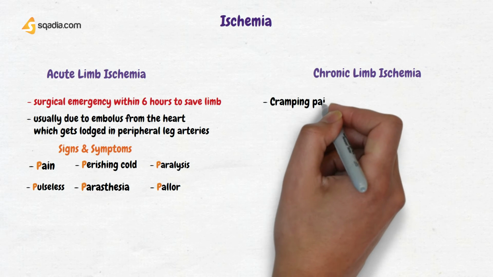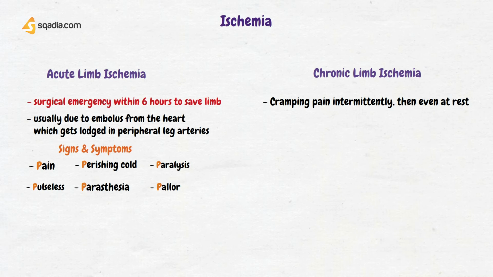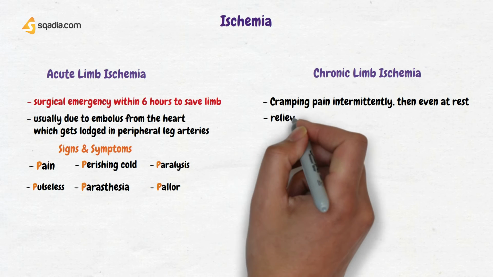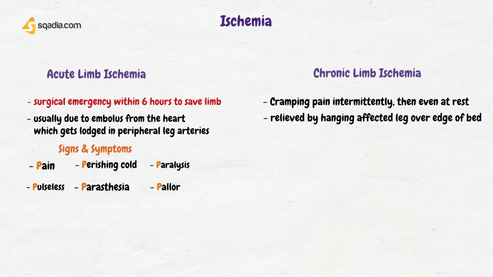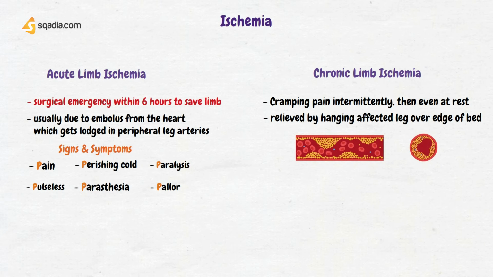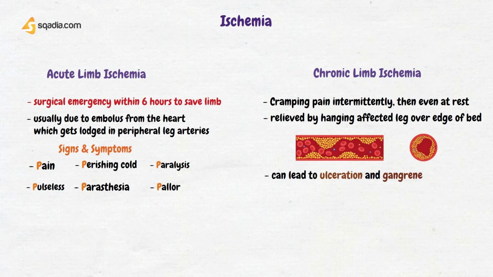In chronic limb ischemia, pain is cramping and initially intermittent, but eventually occurs even at rest. The pain is relieved by hanging the affected leg over the edge of the bed. It is typically caused by atherosclerosis, causing narrowing of the lumen. Chronic limb ischemia can also lead to ulceration and gangrene.